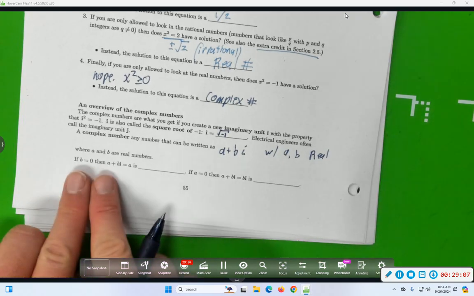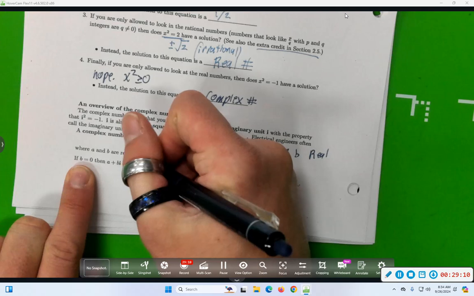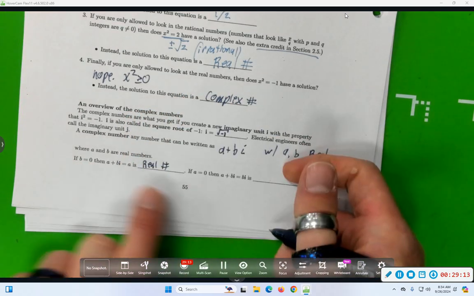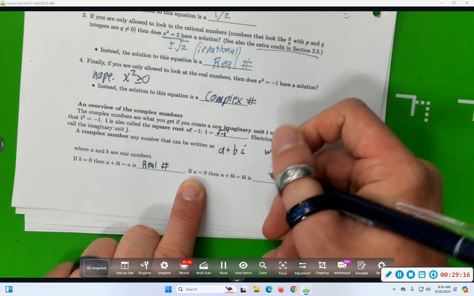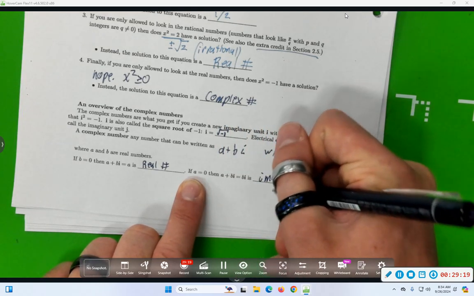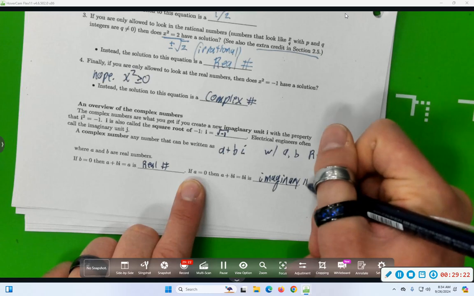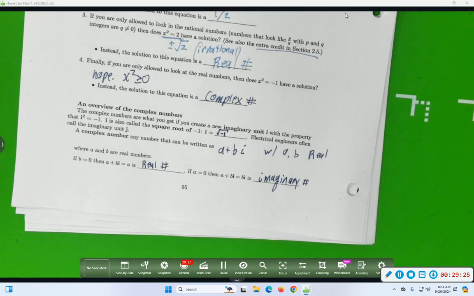All right. So if that part b is 0, then a plus bi is just a real number. If a equals 0, then a plus bi is bi. I will call that an imaginary number. So every real number is a complex number, it just has 0 imaginary part. An imaginary number is a complex number that has no real part. So not every complex number is imaginary, but every imaginary number is complex. Every real number is complex too. All right, feeling good right now? Nice. So we have these doodads called complex numbers.